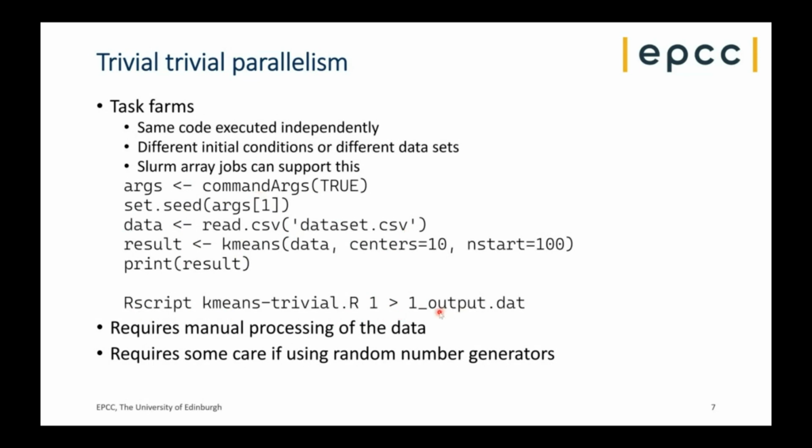This is very trivial parallelism in the sense that it requires you to do some manual processing of the data at the end. So you're going to get lots of different output files, and then you're going to have to do some work at the end to bring all that back together. But that would let you at least do what I would call trivial parallelism.